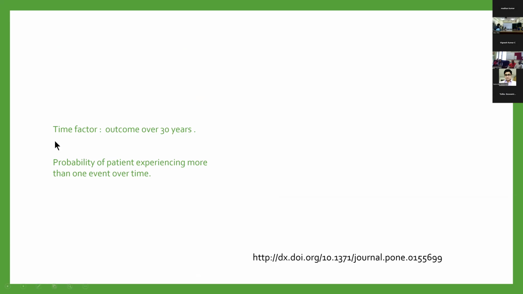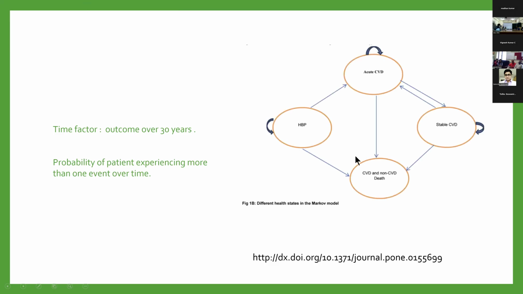So if you have a time factor, or you know that patients can have multiple outcomes, it's not that they have only one outcome. You can have more than one event over 30 years. Or you know that in a medicine or in a health state, people change their state. They can be healthy, they can be non-healthy. So if you put all that together, your model will look something like this.